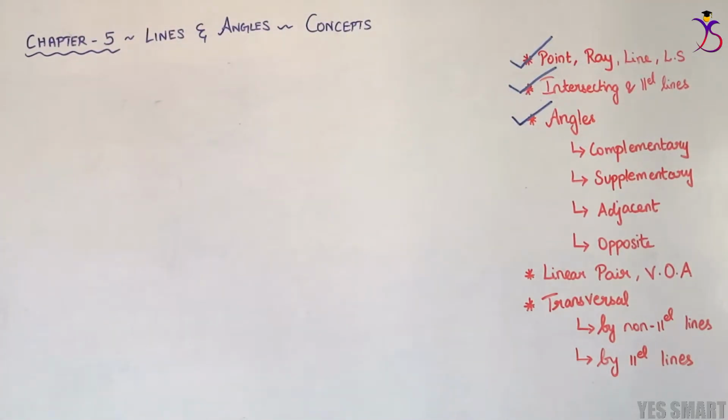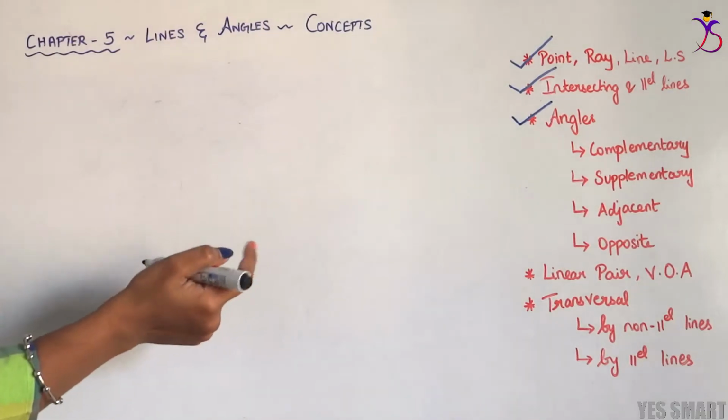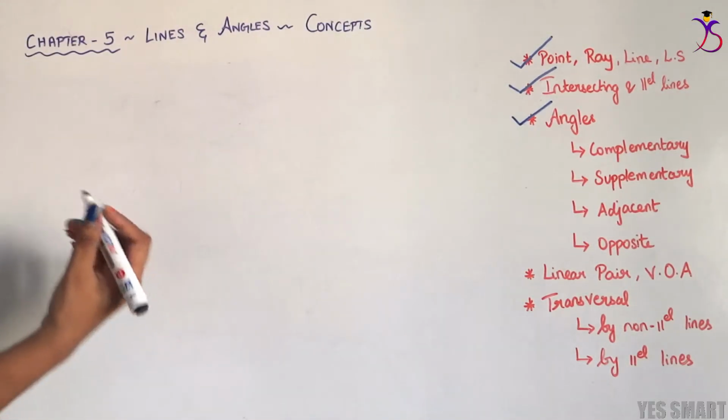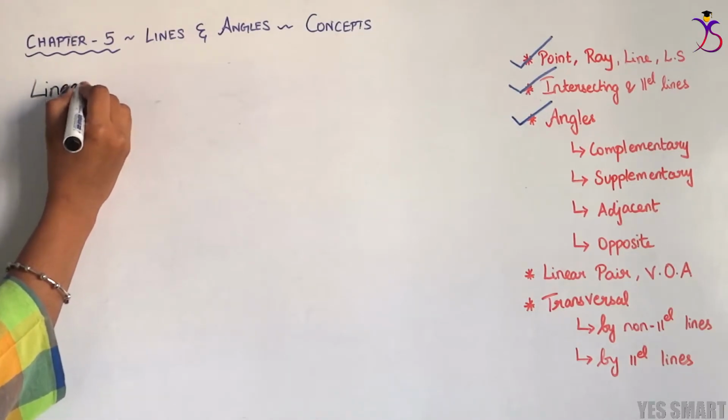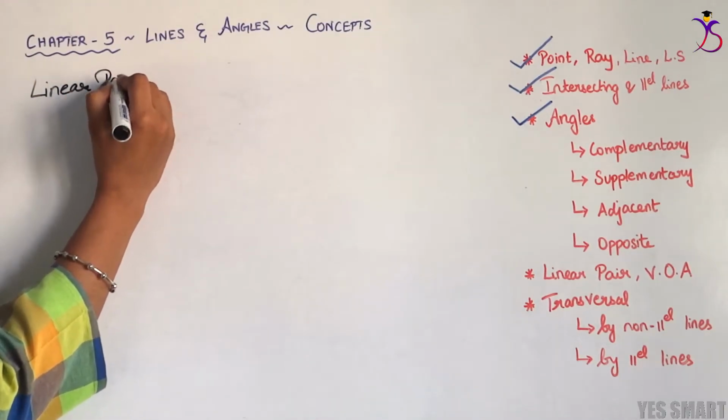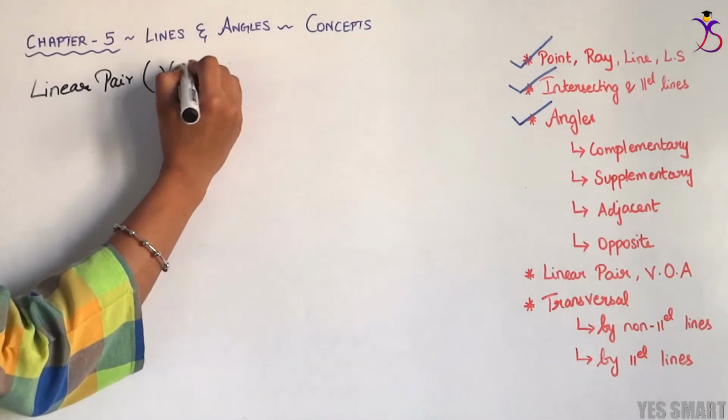Now the next topic: linear pair and vertically opposite angles. So first let's look into the linear pair topic. Linear pair: the sum of all angles on a line is 180 degrees. This is a very important topic.